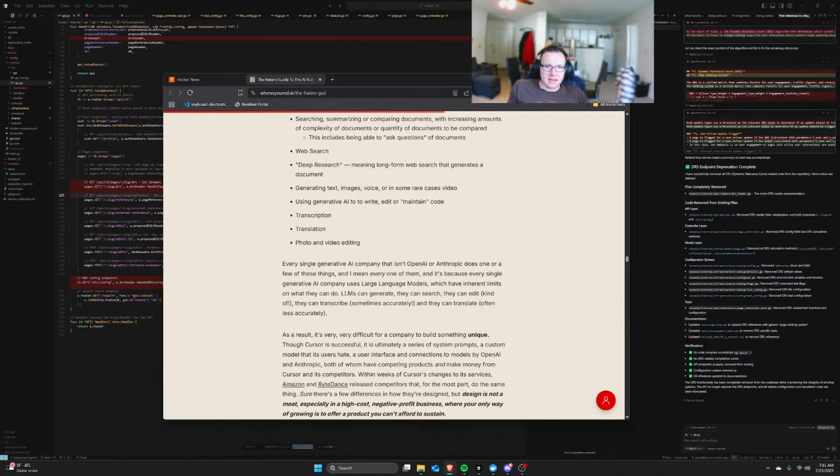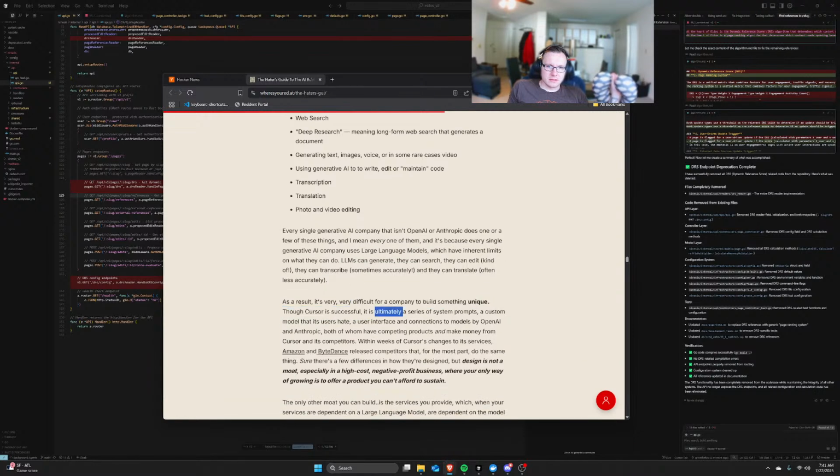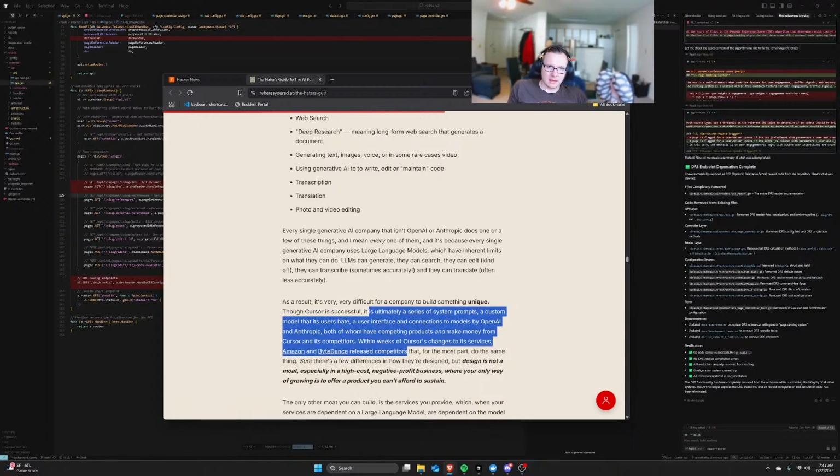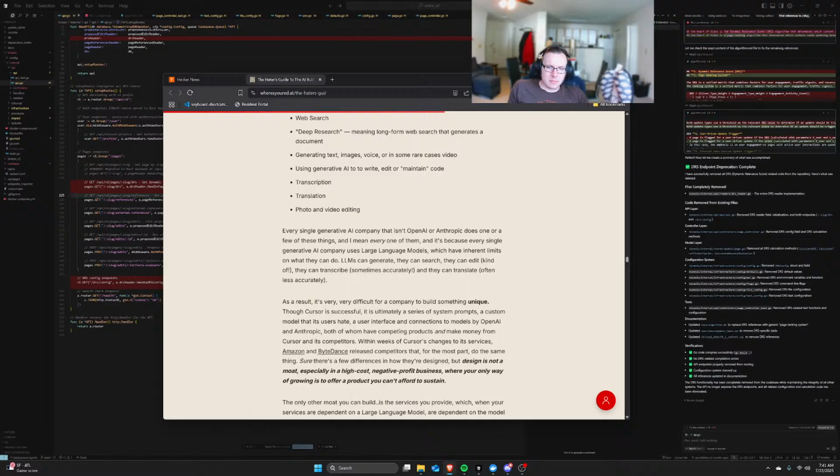Every single Gen AI company does one of these things, and I mean every one of them, because it's inherent to generative AI that uses large language models, which have inherent limits on what they do. LLMs can generate, search, edit and transcribe sometimes accurately, and translate sometimes. It's very difficult for a company to build something unique. Cursor is ultimately system prompts. I don't know if this is right. I don't think the psychology of this is right for thinking about users. People like Cursor because it's really useful to use, and that actually really matters.